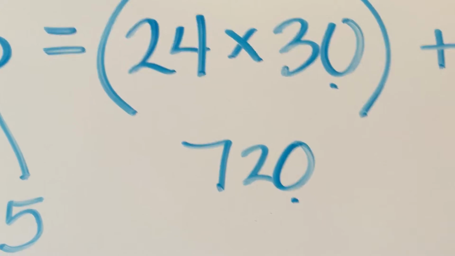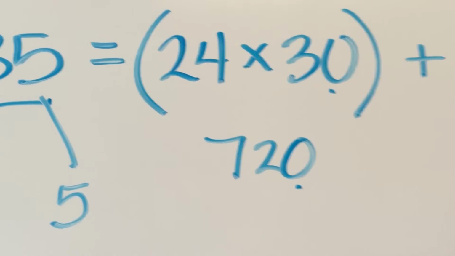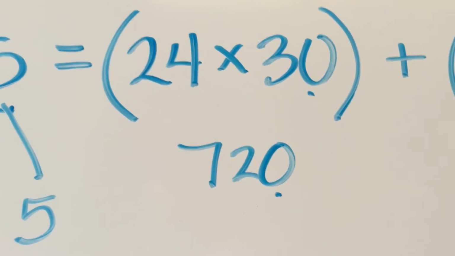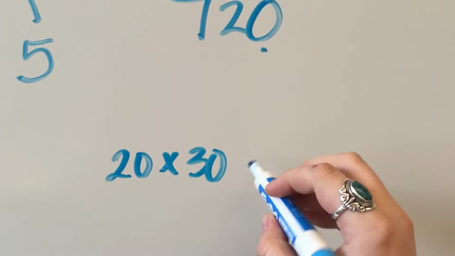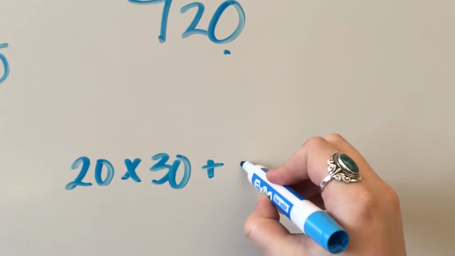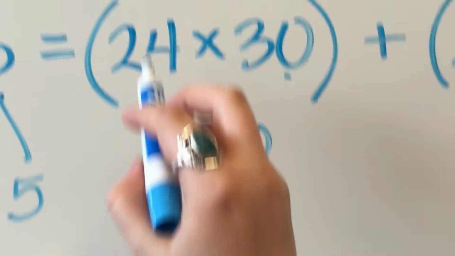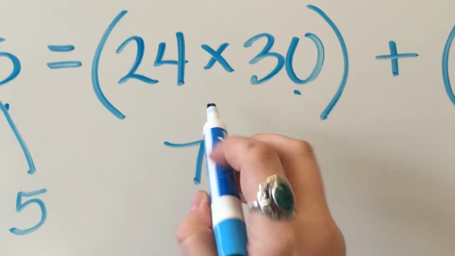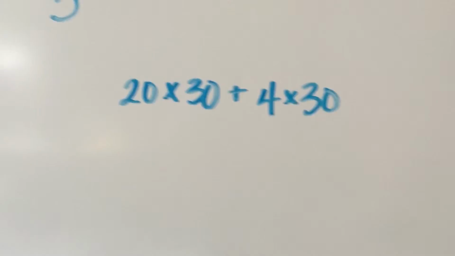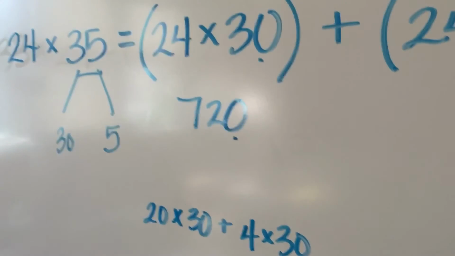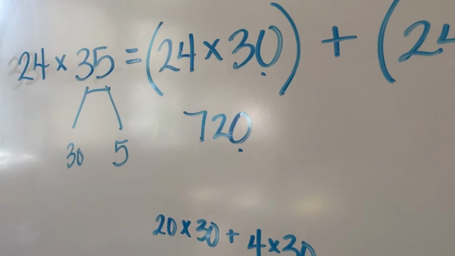If they didn't know that, they could break it down even more and do 20 times 30, oh, there it is, plus 4 times 30, breaking apart that 20 and the 4. So they could also do that. That would be another step if they didn't know that 24 times 3 was 72.